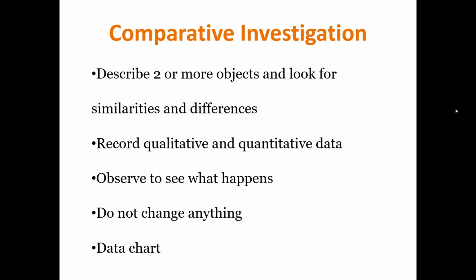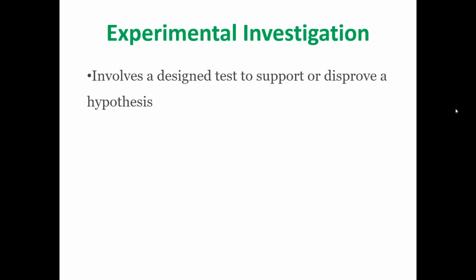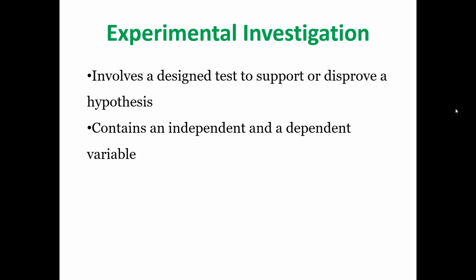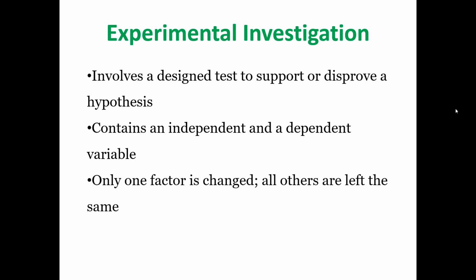Again, I forgot. We don't change anything in comparative investigation. We're just comparing two objects. Experimental investigation, this is where hypothesis comes into play. We're testing that hypothesis to support it or disprove it. It contains an independent and dependent variable, something that's going to change or not, and only one factor is changed. All others are left the same. It's a data chart and a graph.